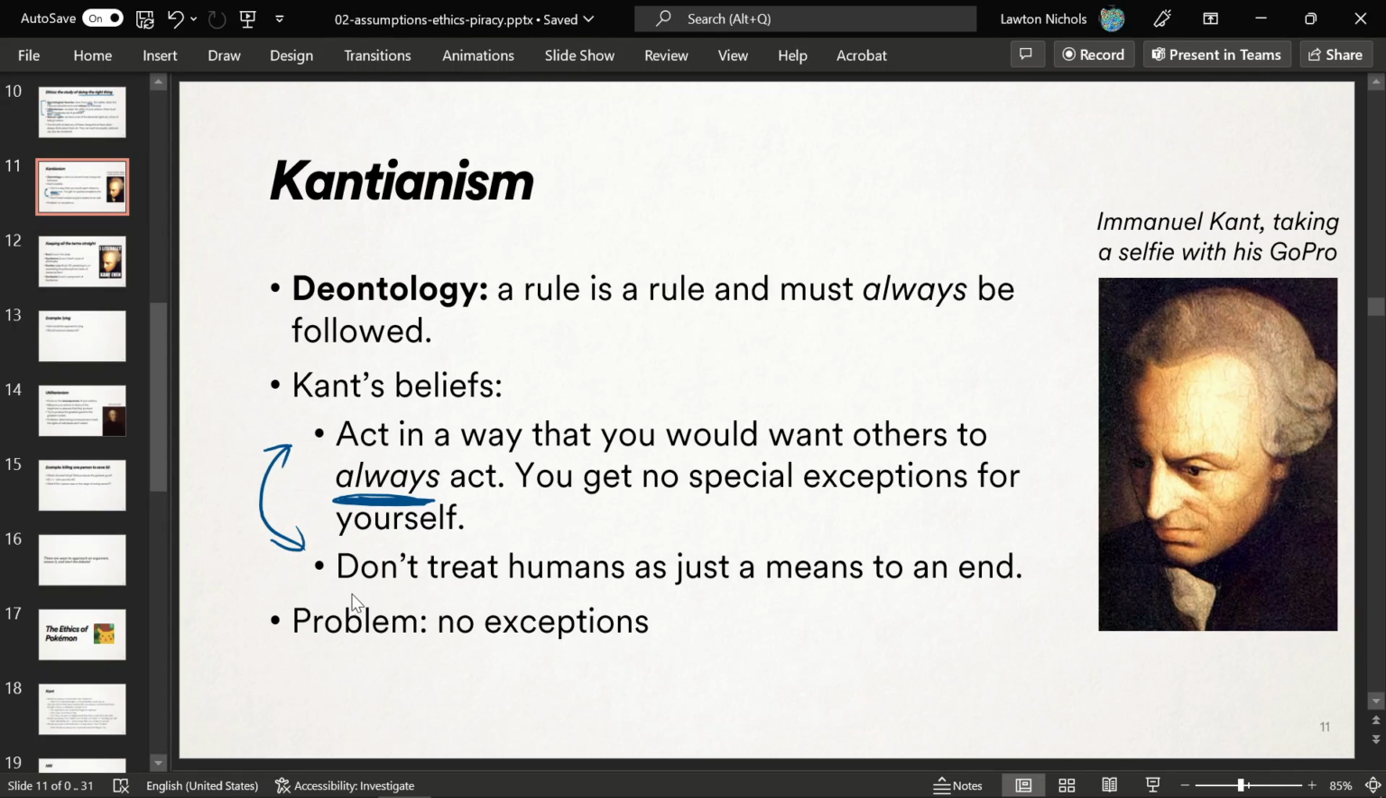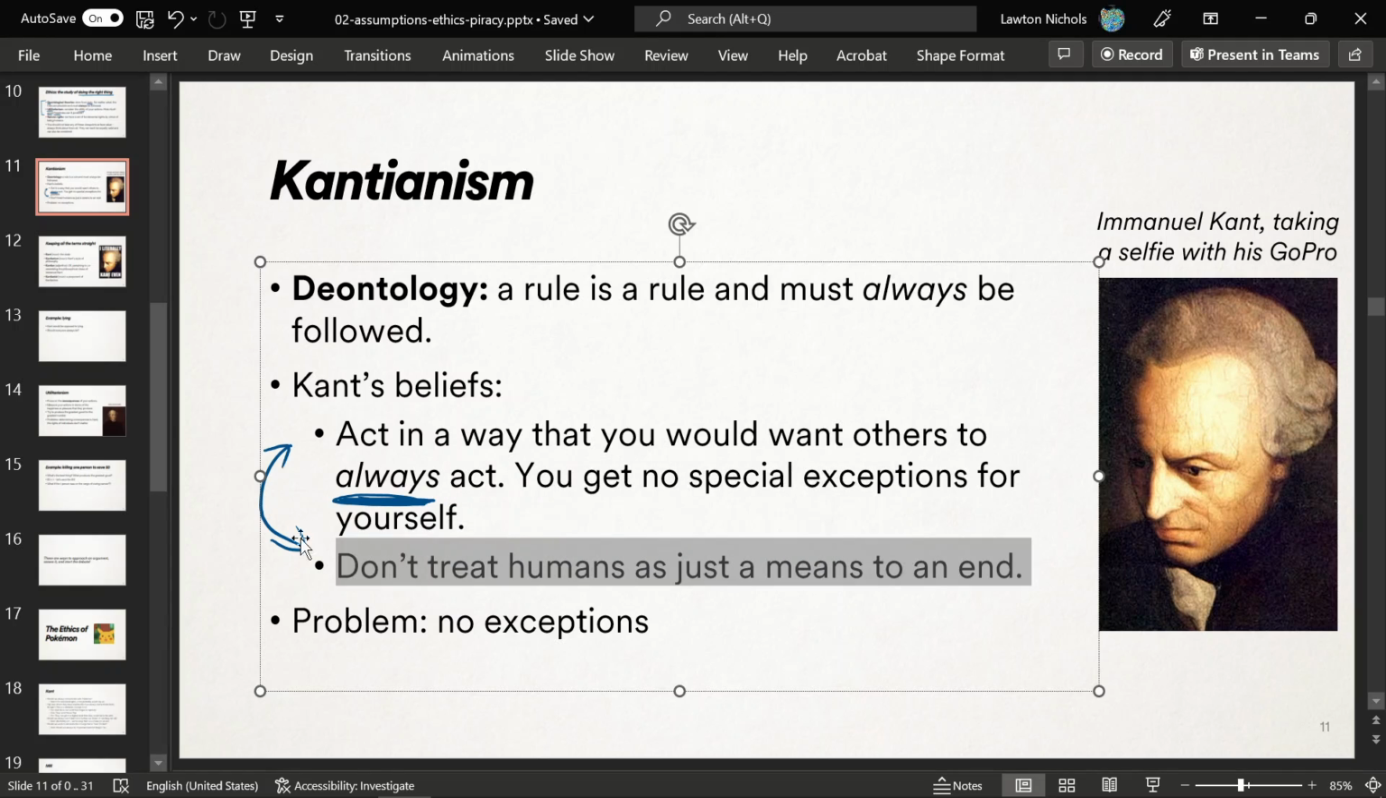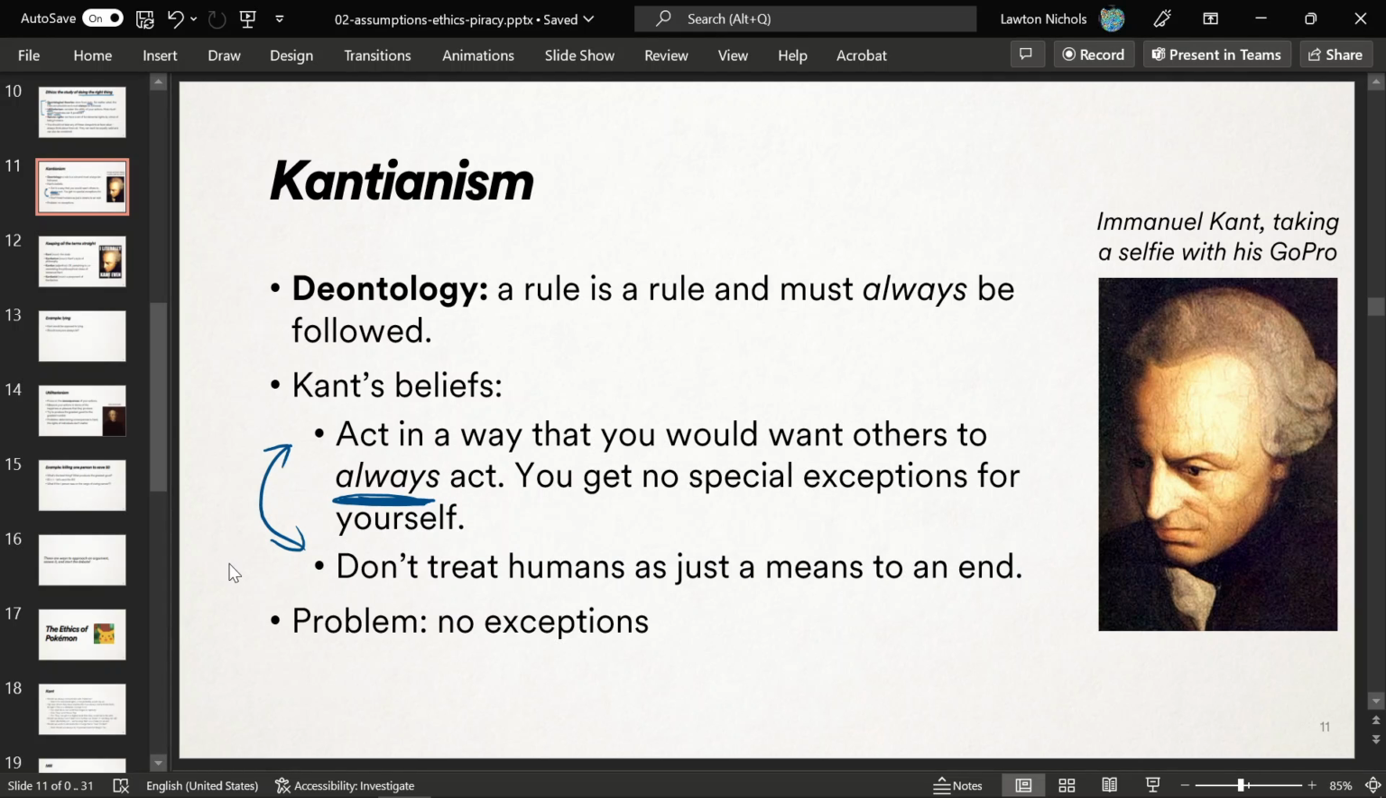Another thing that he thought was, do not treat humans as just a means to an end. Treat them as humans that have wants and needs and things. Don't try to just step all over them. Okay? And he argued that these two bullets actually meant the exact same thing. Maybe if you think about it long enough, you can convince yourself of that. But again, it's just an argument.